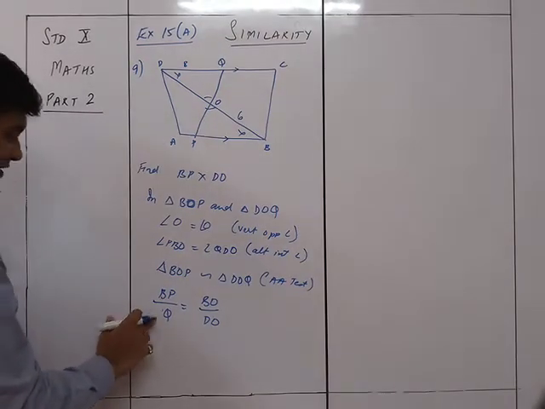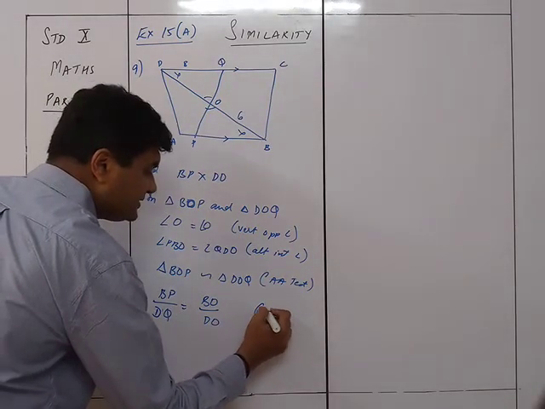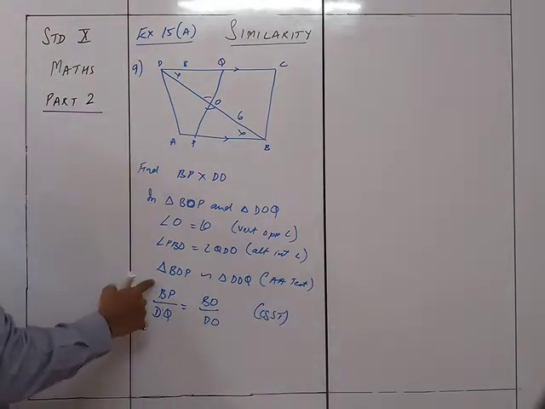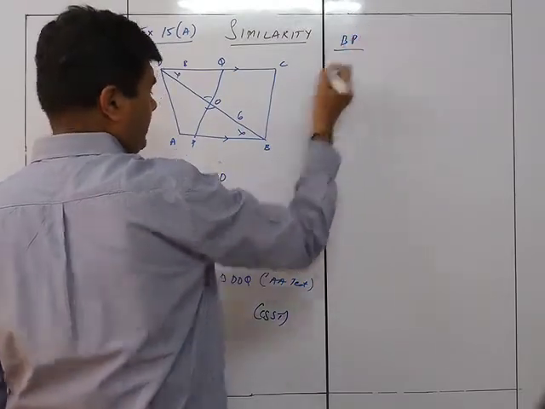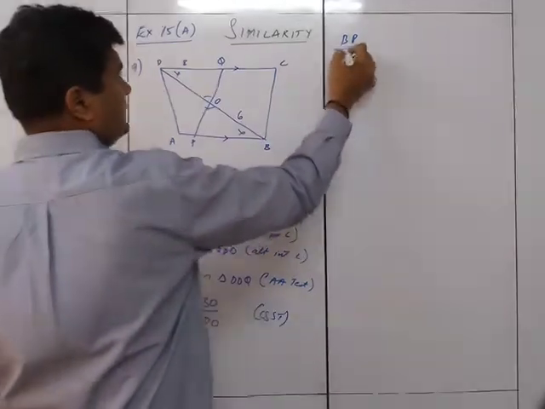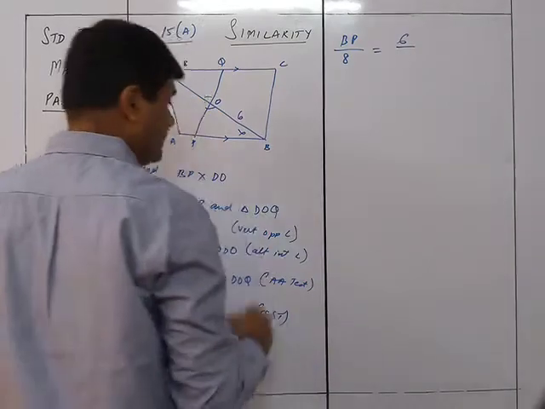Okay, this is DQ. This is CSST. Now what is BP? BP we don't know, but BP we need to find out. So BP, DQ I know is 8, is equals to BO is 6 upon DO.